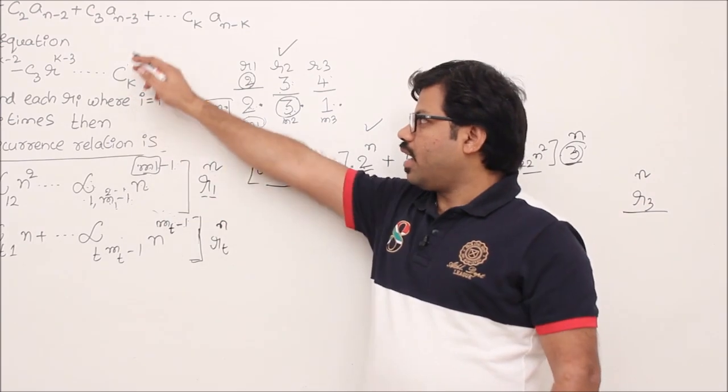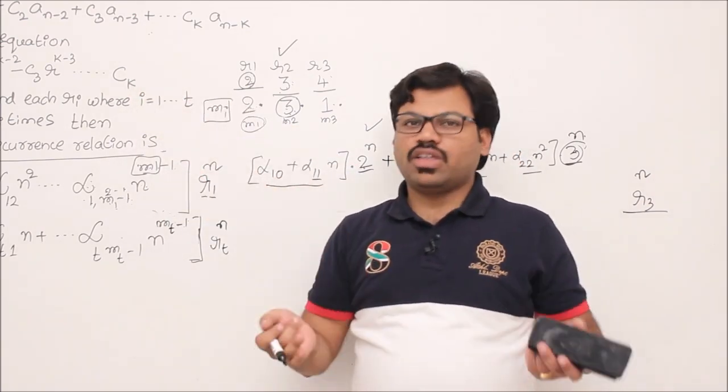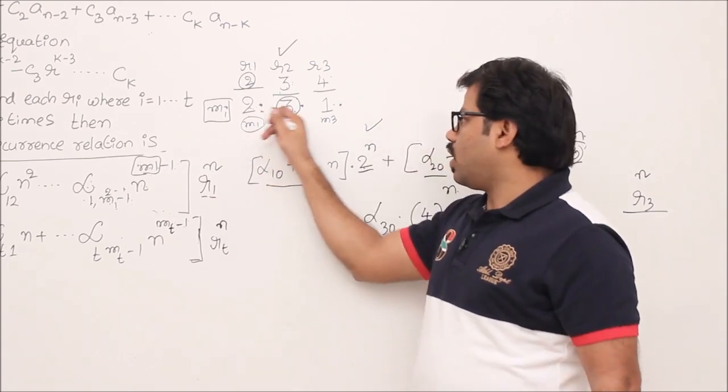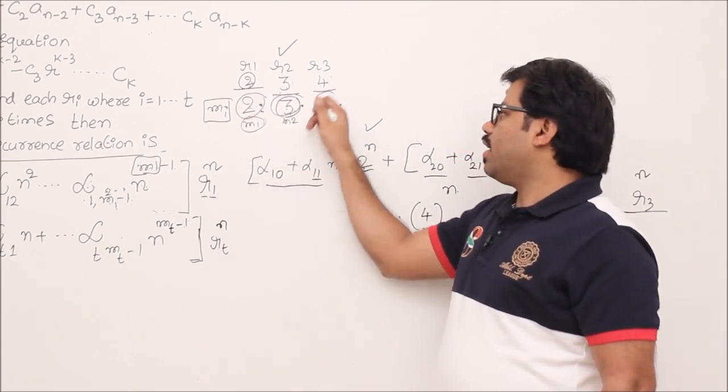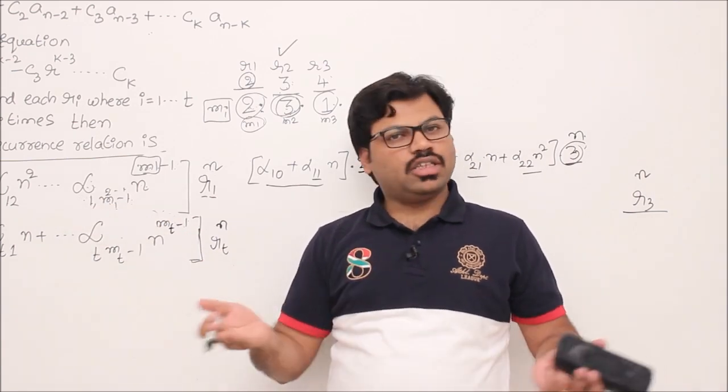Whenever you have a recurrence relation, first of all calculate the characteristic equation and identify the roots. Once you identify the roots, you will come to this point. Then once you get the roots, you know how to write the equation. That will be the final solution for this problem.